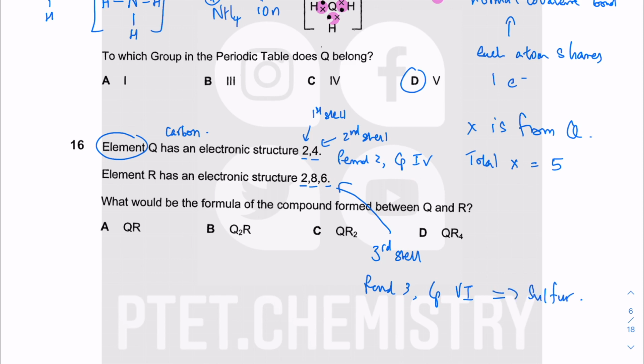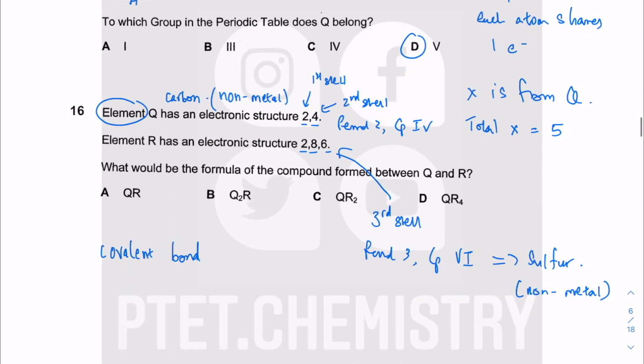So now what is the formula of the compound formed between Q and R? When you have carbon, which is a non-metal, and then you have sulfur, which is also a non-metal, we are looking at a non-metal and non-metal compound. So they're going to form covalent bonds.